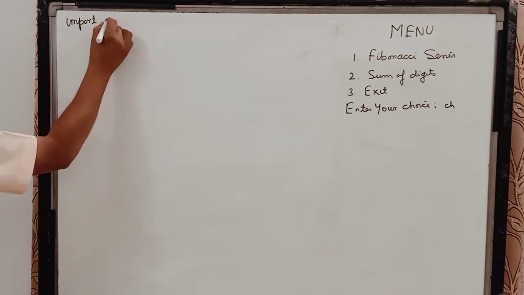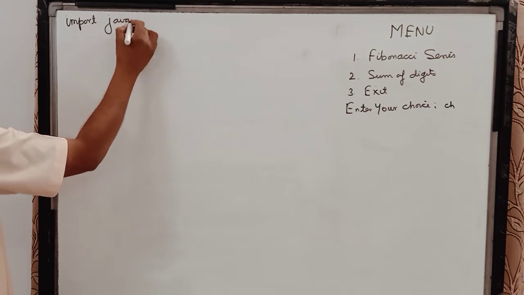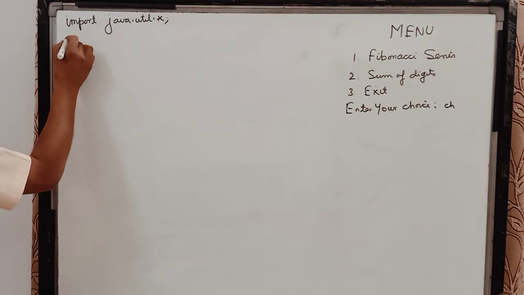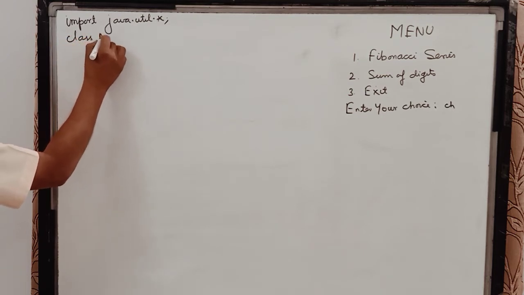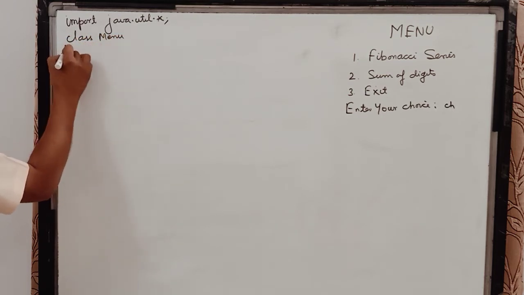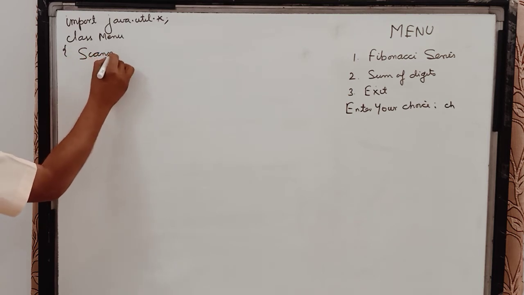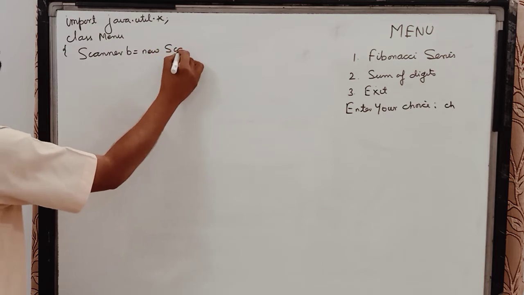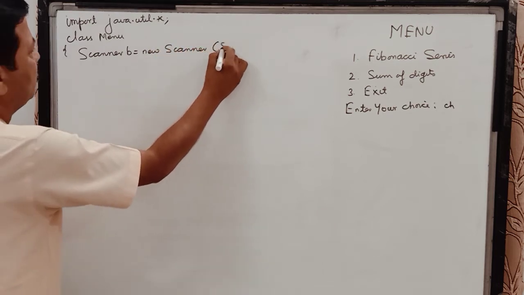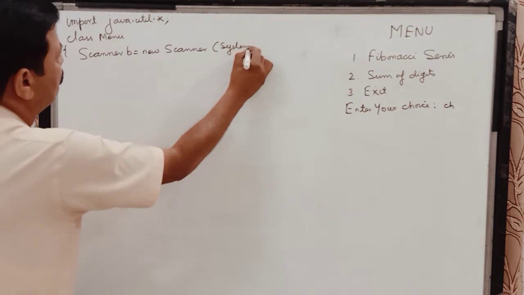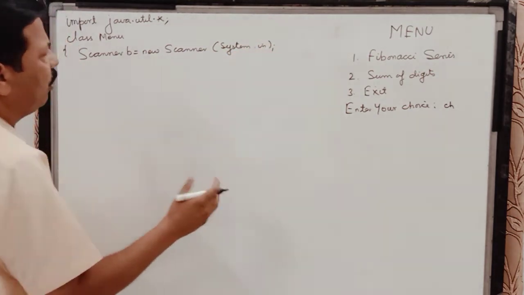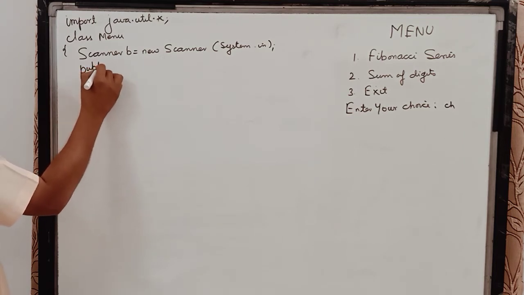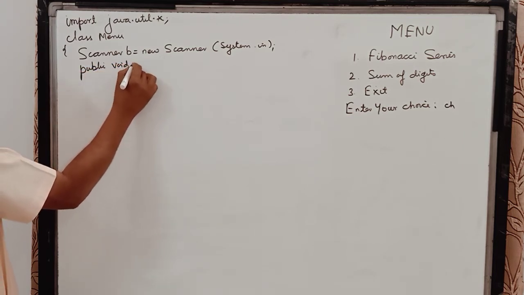So we'll use the import statement, import java, as I'm going to use the scanner class in this, and say my program here is class menu. I create the object, new Scanner System, and children, all these things we already have learned before in the previous videos. And public void main.